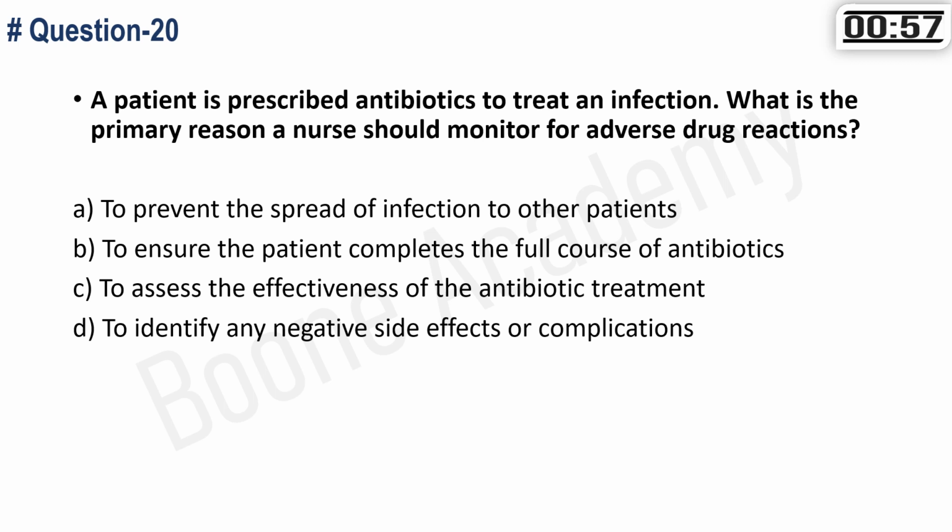Question 20. A patient is prescribed antibiotics to treat an infection. What is the primary reason a nurse should monitor for adverse drug reactions? A. To prevent the spread of infection to other patients. B. To ensure the patient completes the full course of antibiotics. C. To assess the effectiveness of antibiotic treatment. D. To identify any negative side effects or complications. You have 1 minute to answer your question.